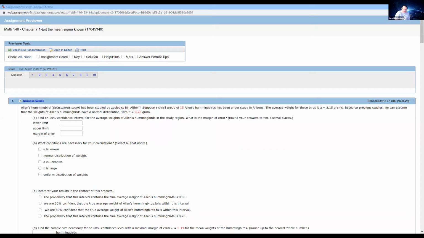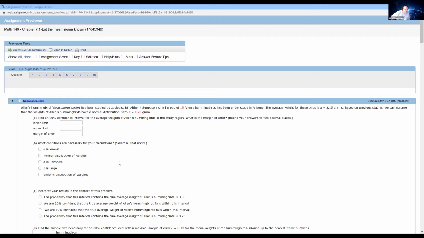And here we go. Are you looking at hopefully 7.1, estimating the mean, sigma known? Great. Okay. There's going to be a story attached to these, and that's fine. Let's just tell you the details of what's going on here. I might, in a few seconds from now, take you through that process, but here it goes.